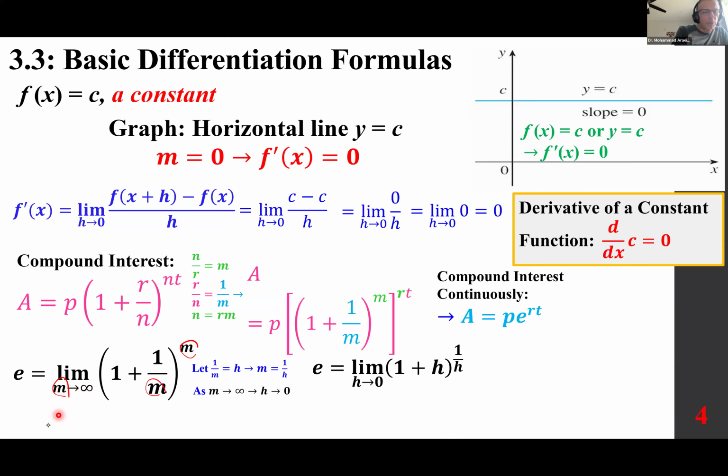So the limit, let me erase my work. The limit of (1 + 1/m)^m as m approaches infinity is the same as the limit of (1 + h)^(1/h) as h approaches 0. And as you know, that's e, which is 2.71828, and it continues indefinitely.